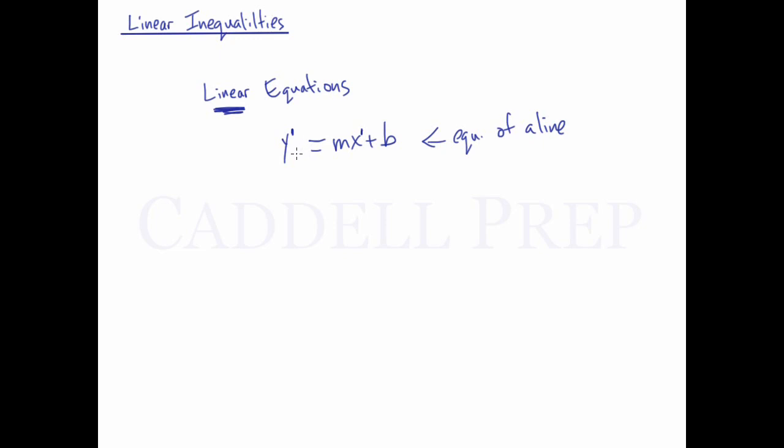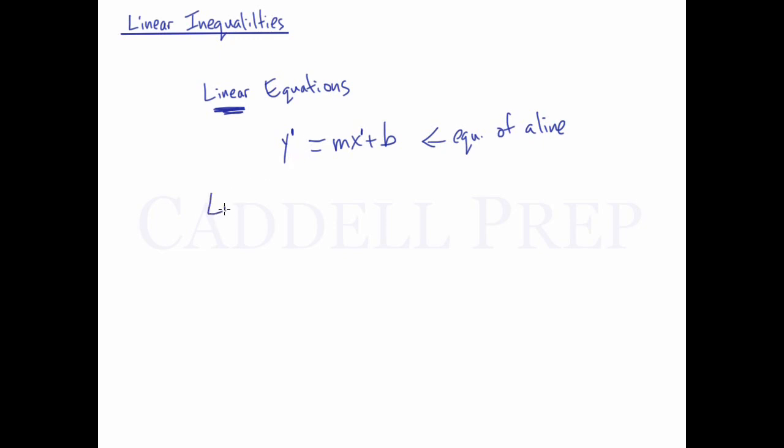Let's go over linear inequalities. You may remember linear equations are, first of all, equations that have an equal sign, and they generally have two variables, such as this: y equals mx plus b. This is the equation of a line. It's an equation because it has an equal sign, and it's linear, not just because it's the equation of a line, but because the variables y and x are to the first degree. So that's what makes it linear.